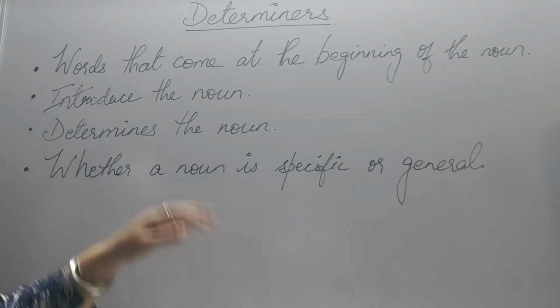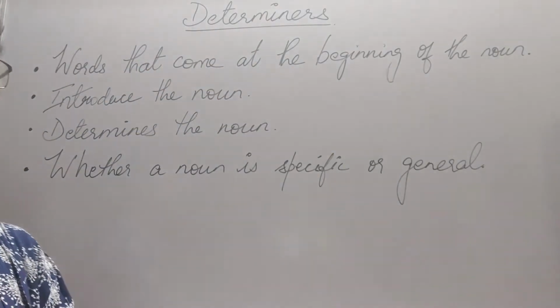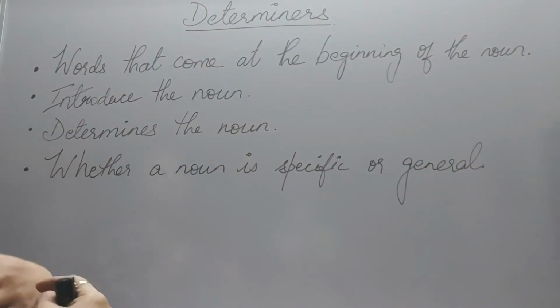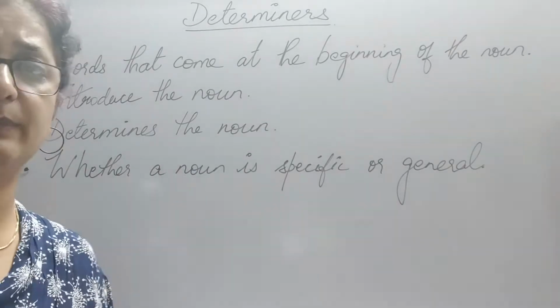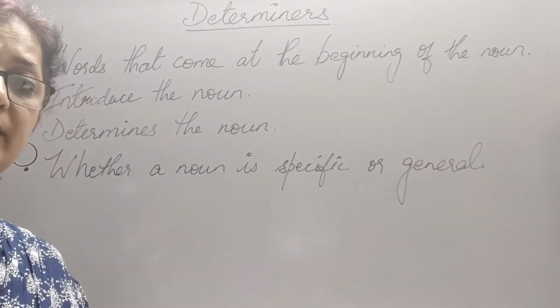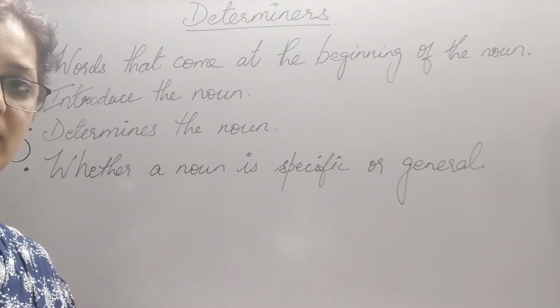When we talk about it comes at the beginning of a noun, in a sentence where we have the subject, it comes just before that. It talks about the noun. That means it introduces us to the noun. Determines the noun. That means it talks about what the noun is all about. It also tells us whether a noun is specific or it's general.